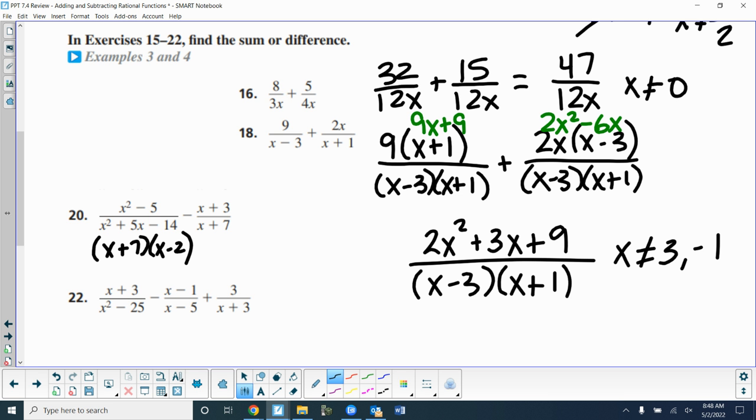So what do I have to do to this second denominator? What's the next one? Put the x minus 2 on it. So I got to do that to the numerator, right?